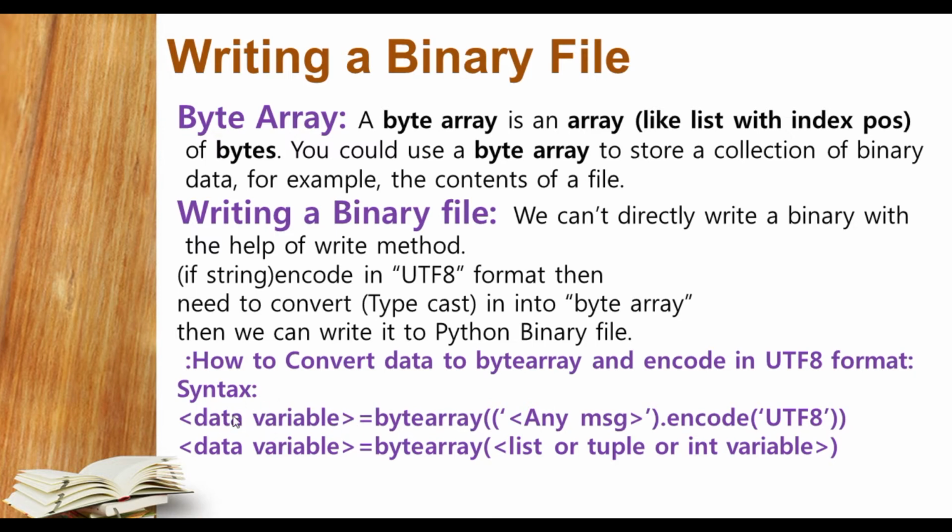Suppose here is a data variable, whatever we are going to transfer, and it is stored equal to bytearray. Within the parentheses we pass any message within single or double quotes, and after the closing of the string we use the dot encode method. The encode method contains single quotes with UTF-8, then the round bracket closes. It will encode the content in UTF format, convert it to a byte array, and finally this data will be stored in the data variable.